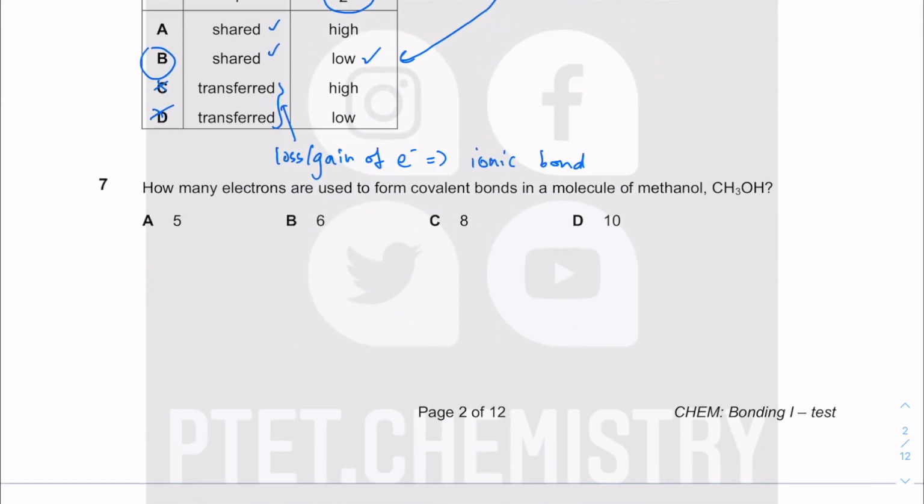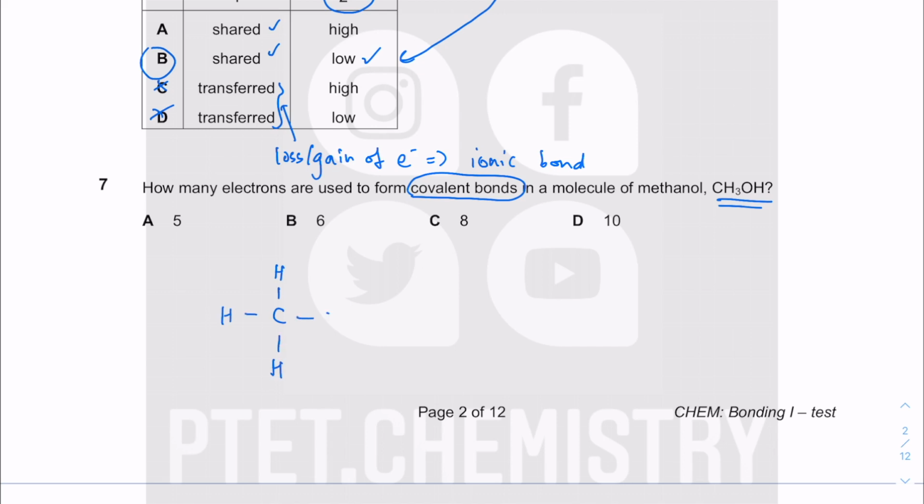Question 7, so how many electrons are used to form covalent bonds? Not how many electrons are there in the molecule, but how many electrons are used to form covalent bonds. So CH3OH is in the syllabus under covalent structure and bonding. You're supposed to be able to draw the dot and cross for this as part of the practice in class, in lesson, and also as part of your homework, which you completed and submitted and got marked. All right, so this is actually drawn based on the display formula.